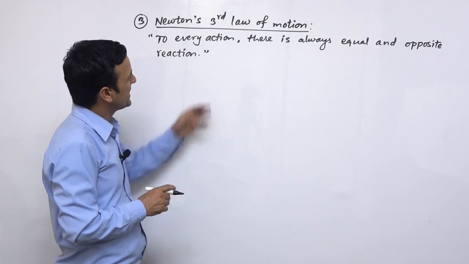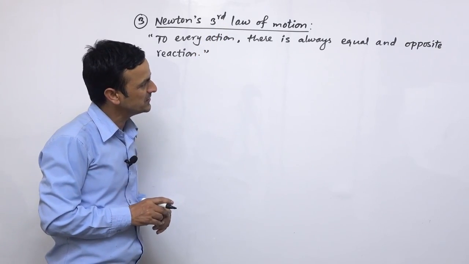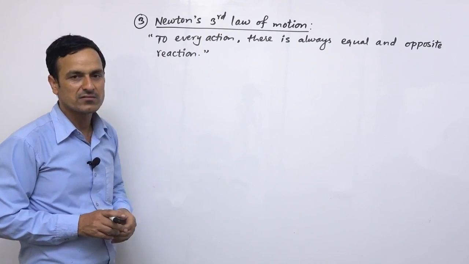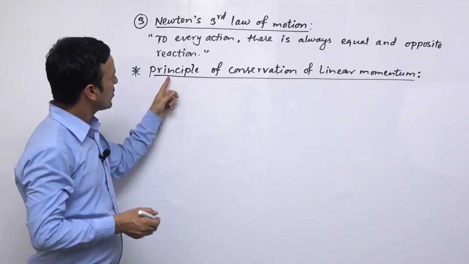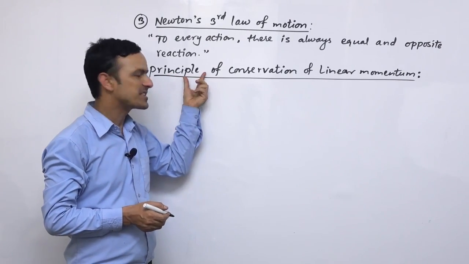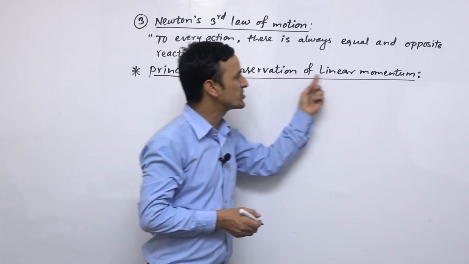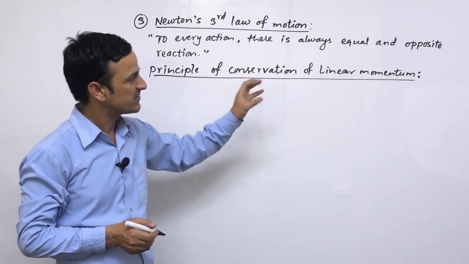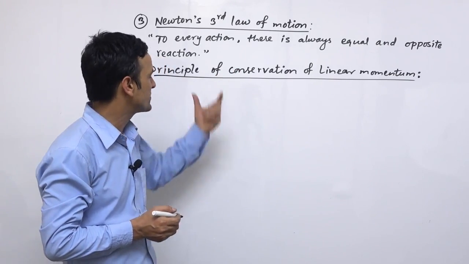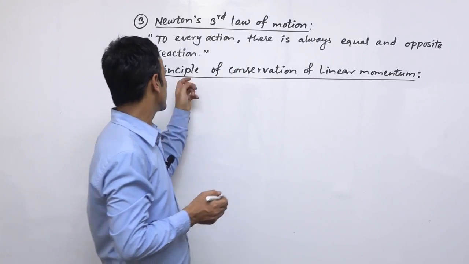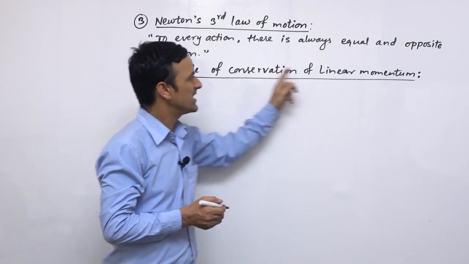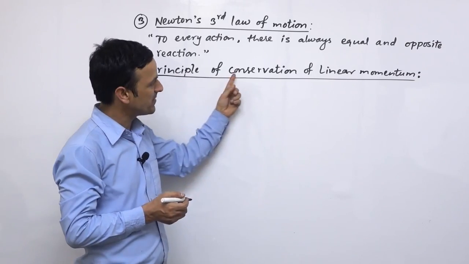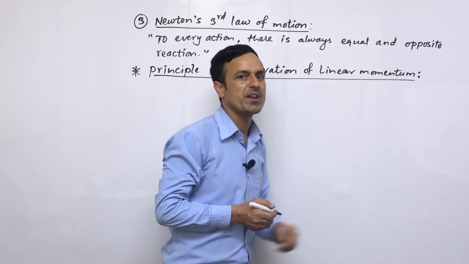So we can clarify this Newton's third law of motion. Now we can go for another law. Okay, now we want to go to this topic, principle of conservation of linear momentum. So what does this statement say? In shortcut we can say PCLM. So this is the rule of PCLM, that means principle of conservation of linear momentum.